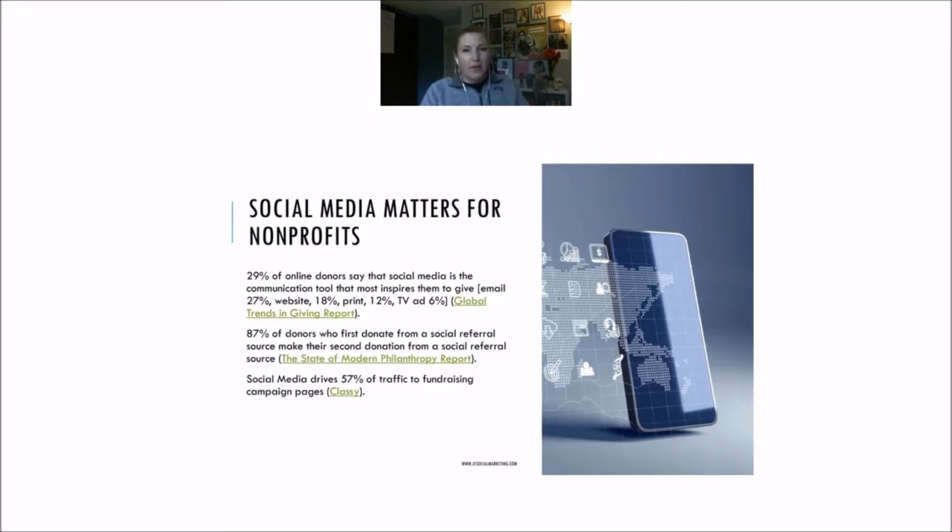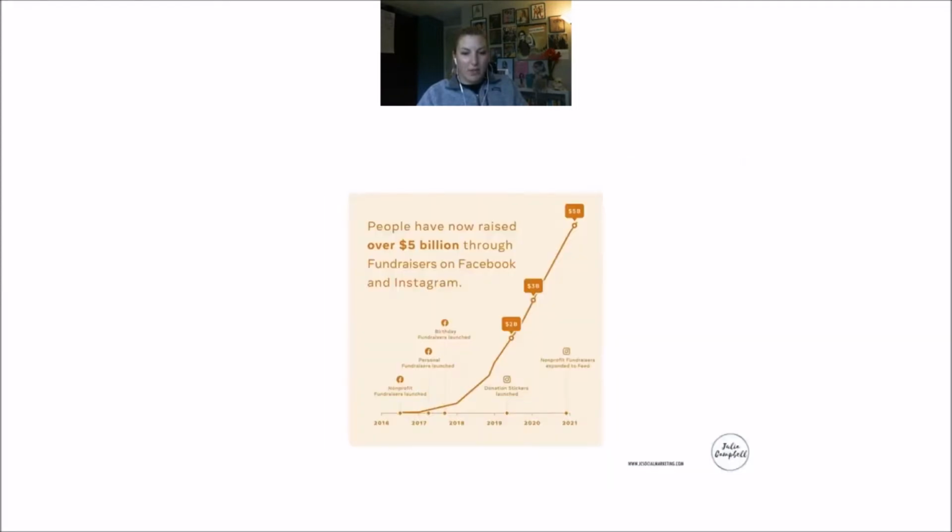So for the first year ever, 2021, 29% of online donors said that social media was the communication tool that most inspired them to give. Usually it's email. Email's always the number one tool, but social media kind of eked out email in 2021, which I thought was interesting. 87% of donors who first donate from a social referral source make their second donation from a social referral source, which I think is incredibly interesting. And it does drive a lot of traffic to campaign pages.